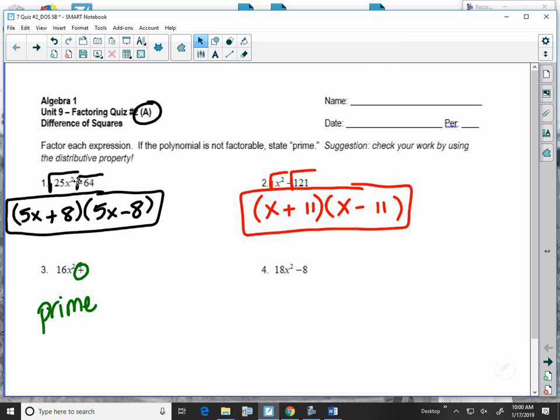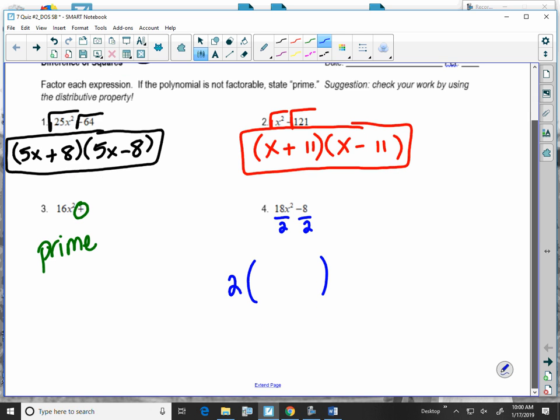Last, for number 4, we have 2 terms, we have subtraction. The third thing is that we do not have perfect square numbers. So what we do is we fall back on GCF. If you look at 18 and you look at 8, those both have a GCF of 2. So we can divide by 2. When we divide by 2, we get 9x squared minus 4. All I did here is I did 18 divided by 2 is 9, negative 8 divided by 2 is 4. I kept my x squared with the 9.